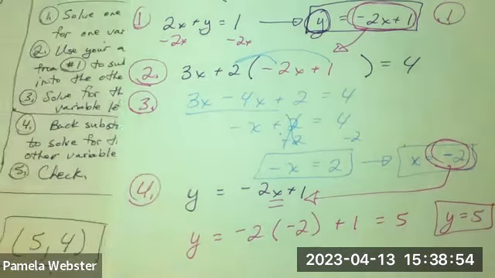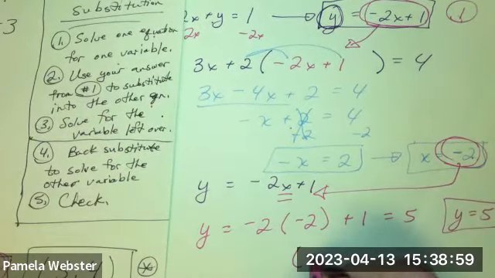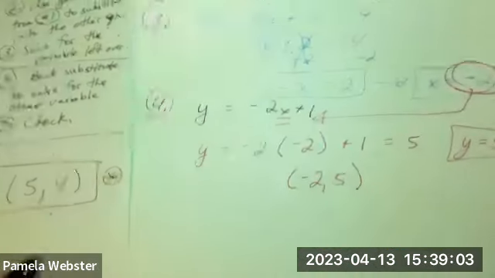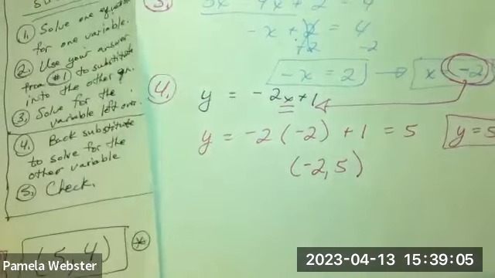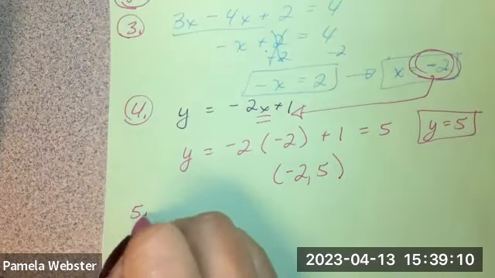All right, so I've got 2 answers. I've got an x and a y. So my point here should be the point negative 2, 5. So that's the answer to number 4. And then the very last step is check your work. So number 5, we're going to check it out and see.